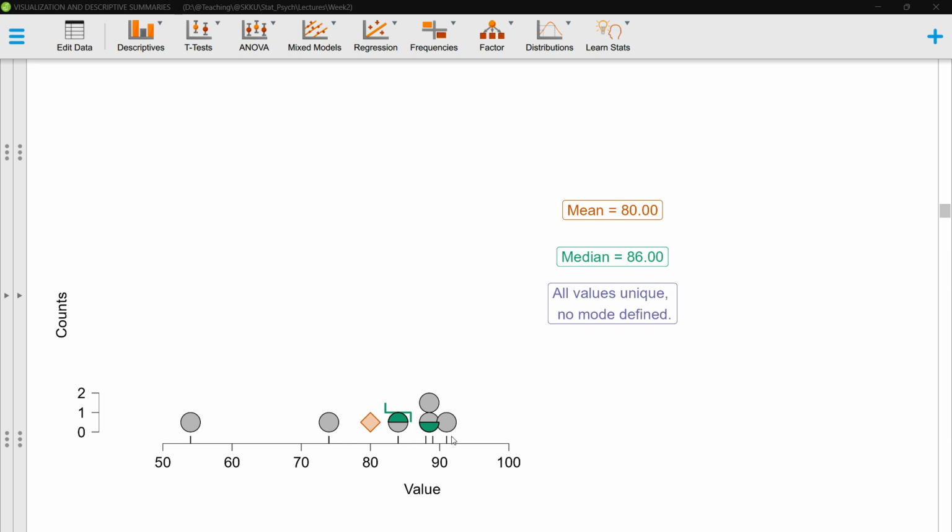So because of that, this non-typical value, the lowest value, doesn't affect the calculation of the median, but it affects the calculation of the mean a lot. So that's the main difference between the mean and the median. Okay. And in terms of the mode, all values are unique, so there's no mode defined.